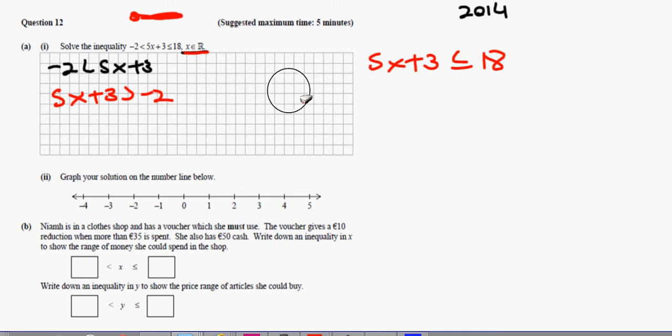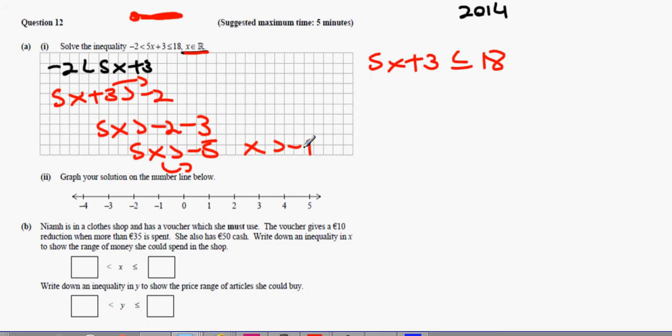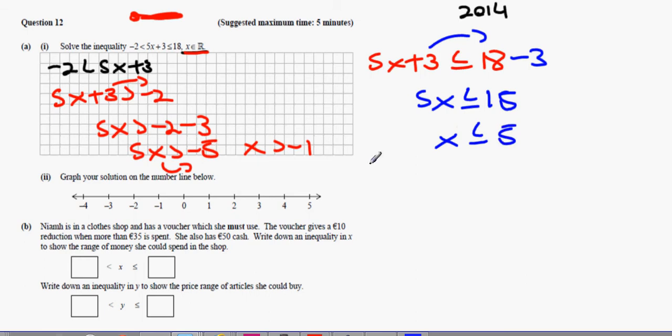Next thing we're going to do is bring across 3, and what we're going to get is 5x is greater than minus 2 minus 3. Then we're going to get 5x is greater than minus 5. Divide across by 5, and we get x is greater than or equal to minus 1. On this one here we're going to bring over 3, it becomes a minus 3, and we're going to get 5x is less than or equal to 15. And then x is less than or equal to 5. So it's all the numbers between minus 1 and 5.